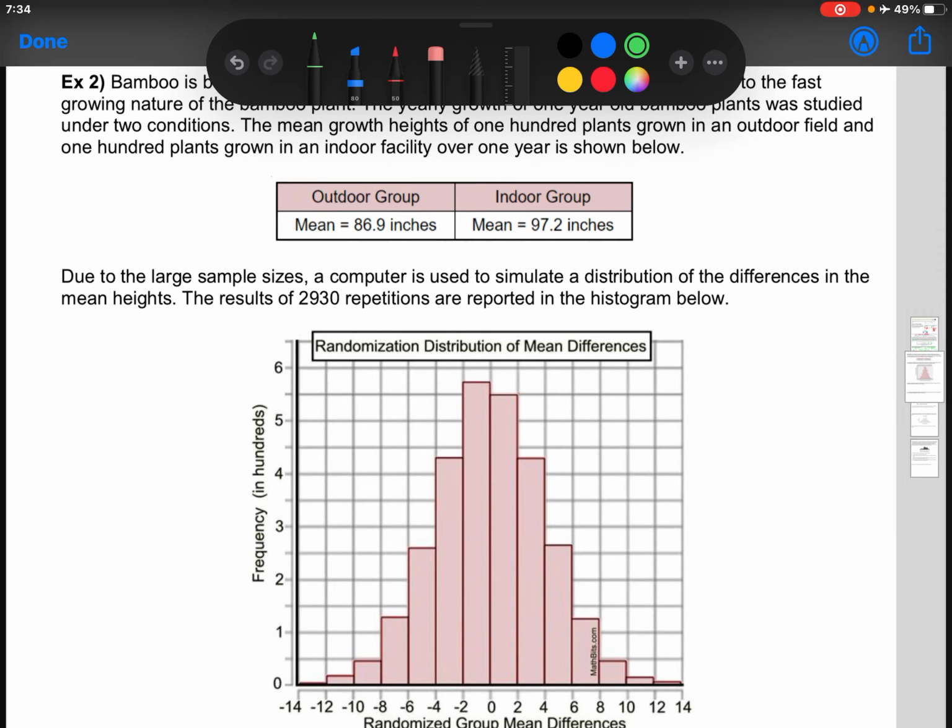and then it's saying due to the large sample sizes, a computer is used to simulate a distribution of the differences of the mean height. So this is a distribution of the difference of the mean heights. The results of 2930, so that's your n, repetitions are reported in the histogram below. Okay, so let's look at this again. So what's the question asking?